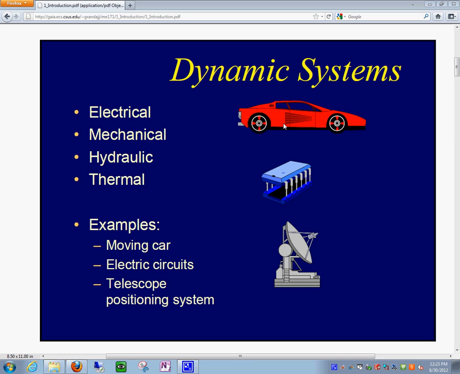This interaction between energy domains and between different systems is what actually drives the dynamic system. That's the world we live in.